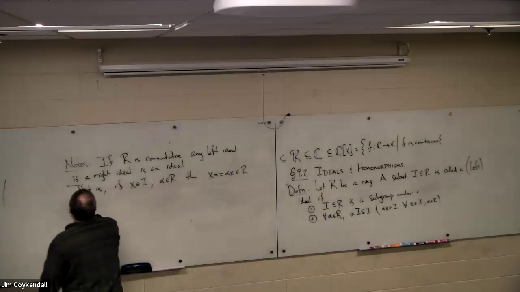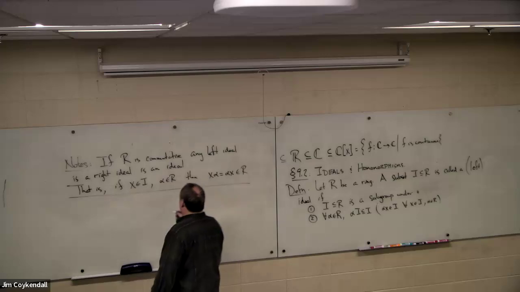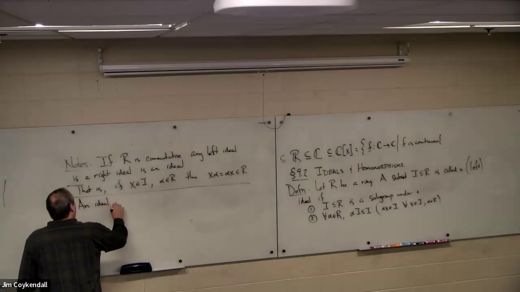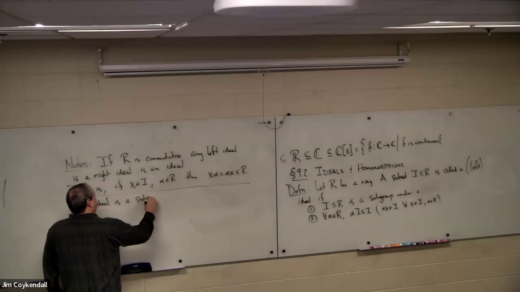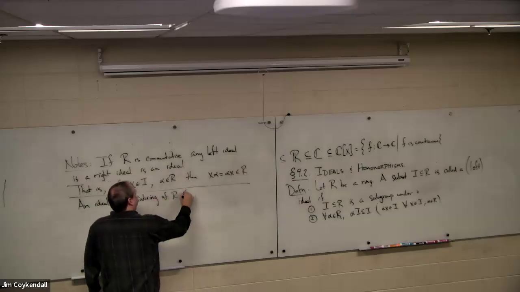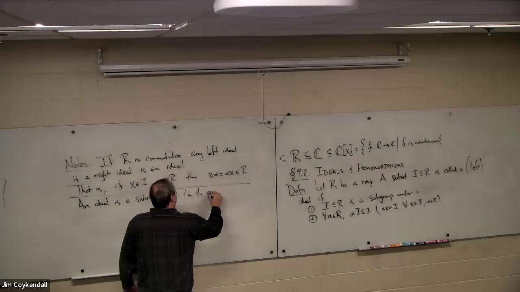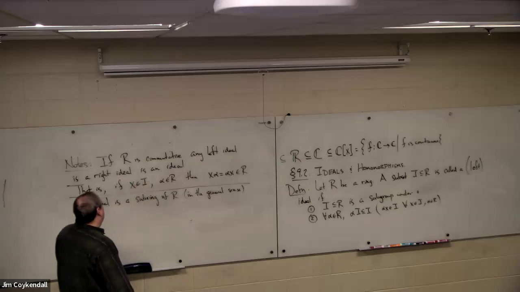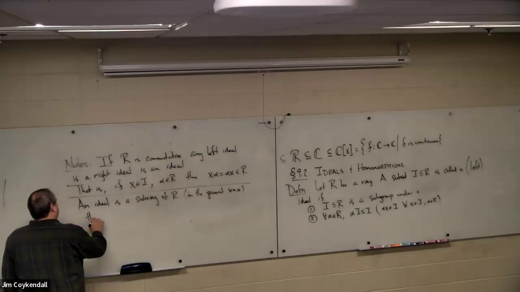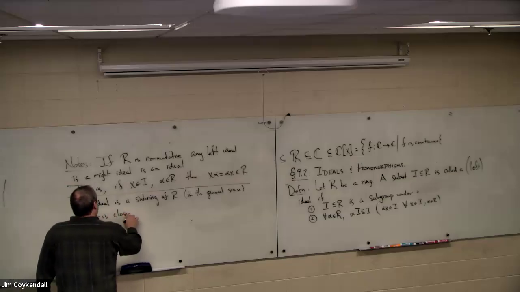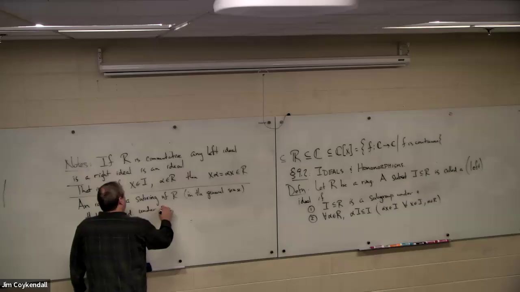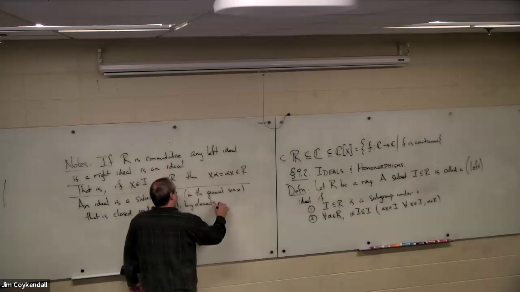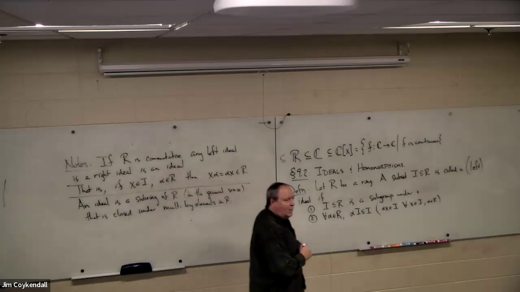So for example, an ideal is actually a subgroup of R in the general sense. That is, I don't demand that one is in there. That is closed under multiplication by elements in R. It's a little bit more.